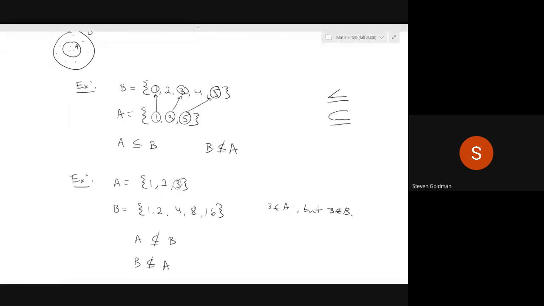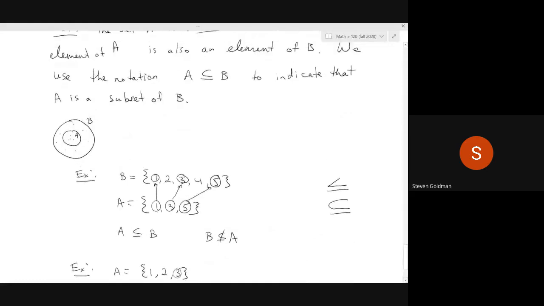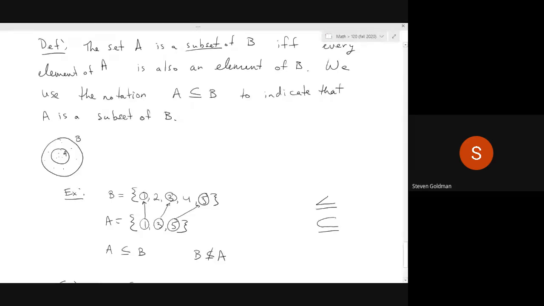Oh, go up to where? To the definition? Oh, okay, sure. Yeah, I see. A couple people had that question about the symbol. Okay, thank you for pointing that out.